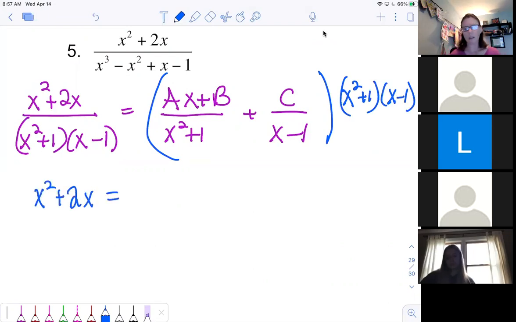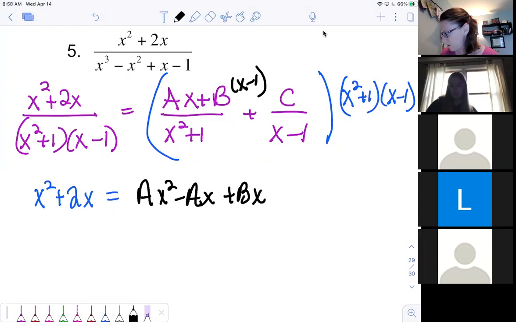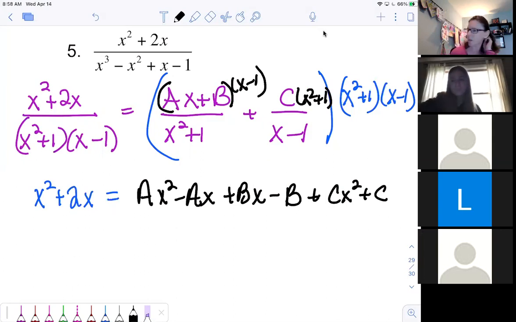And then, Darby, can you give me the expression that you have after you multiplied by the least common denominator? So I did ax squared minus ax plus bx minus b, and then plus cx squared plus c. Good. So that would be taking the numerator, multiplying it by the missing part from the least common denominator.